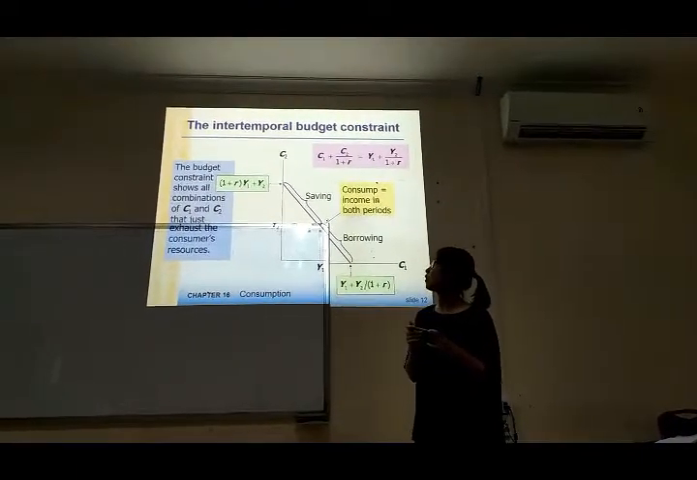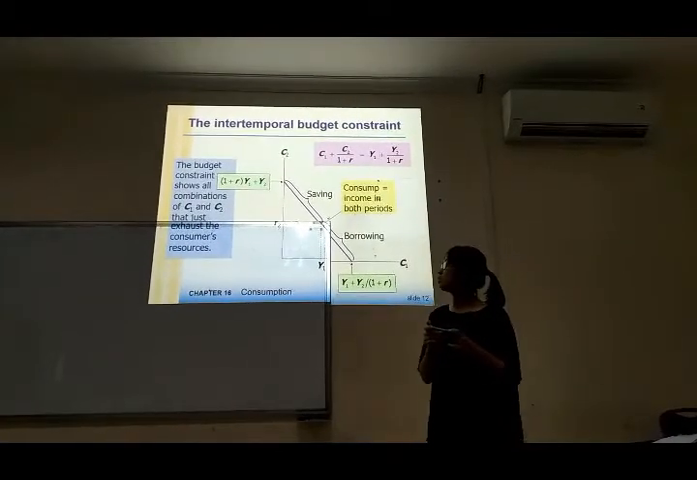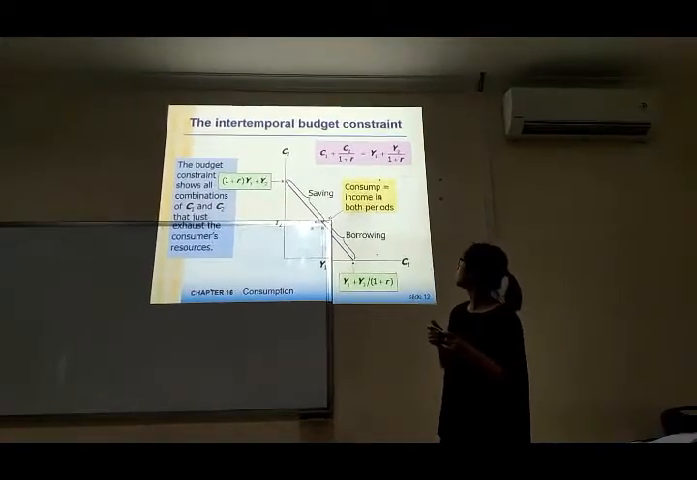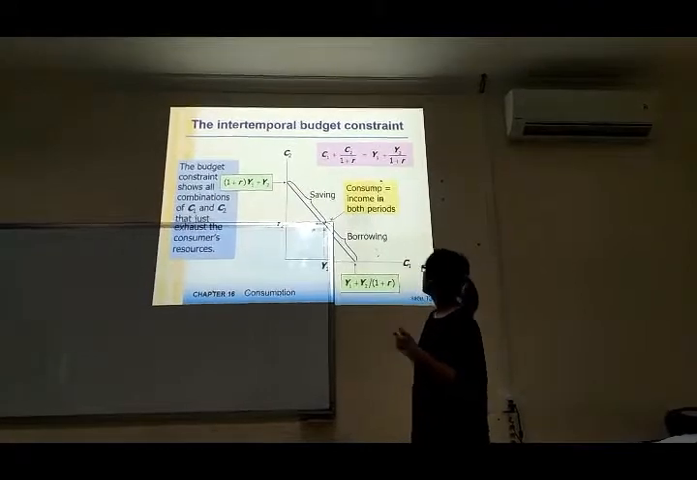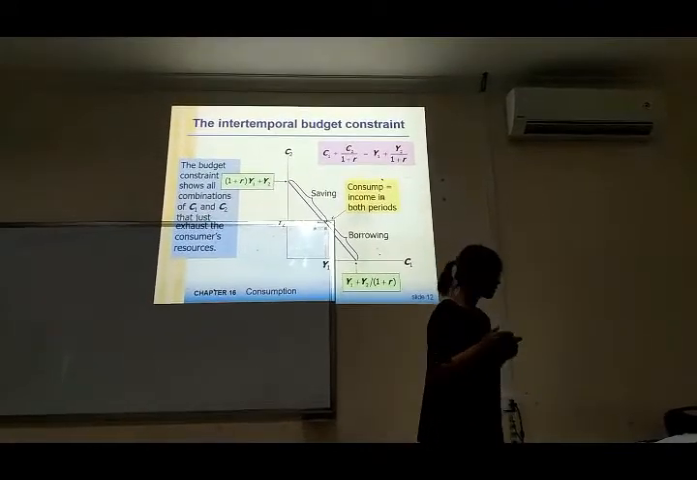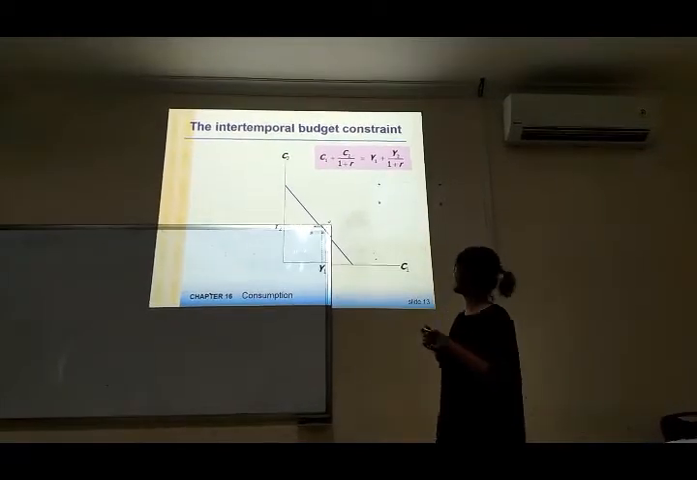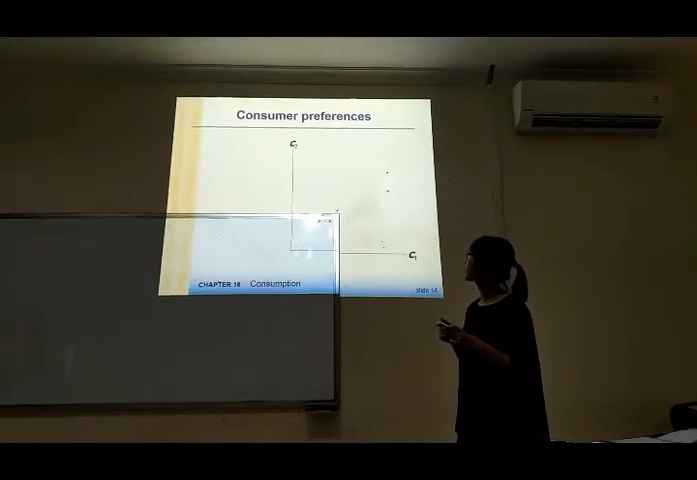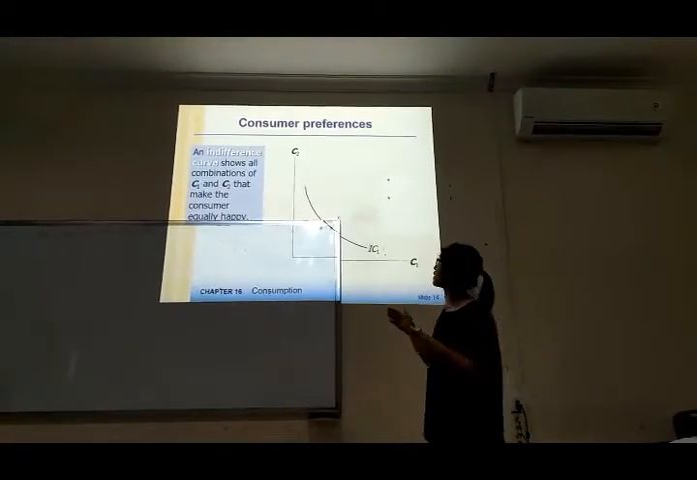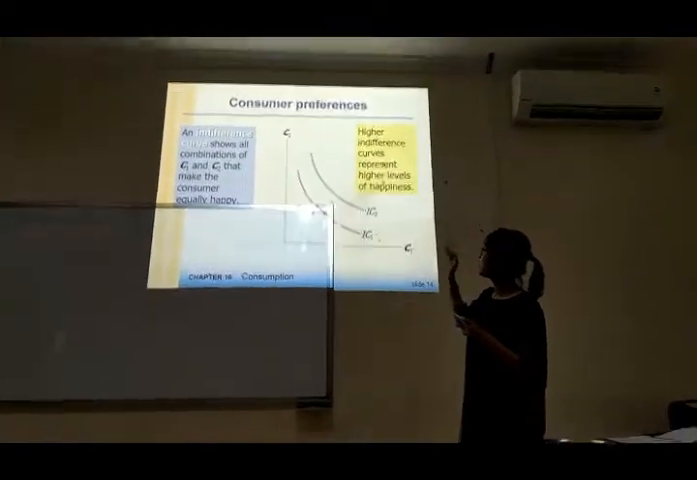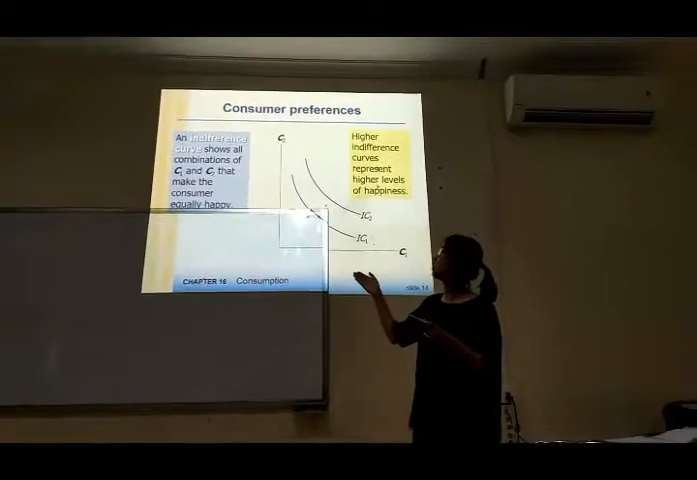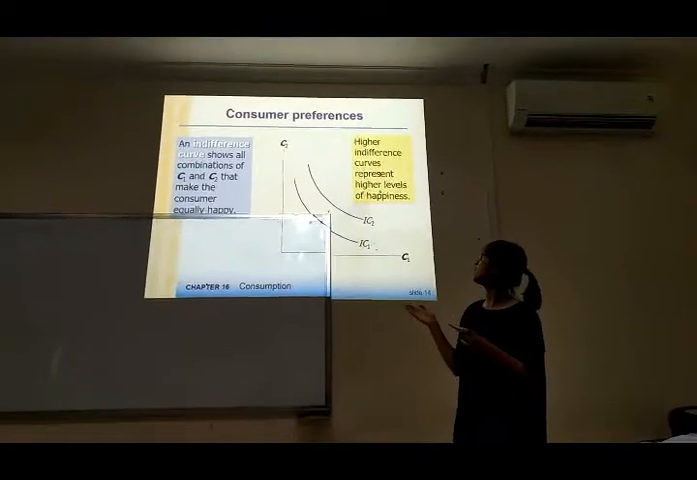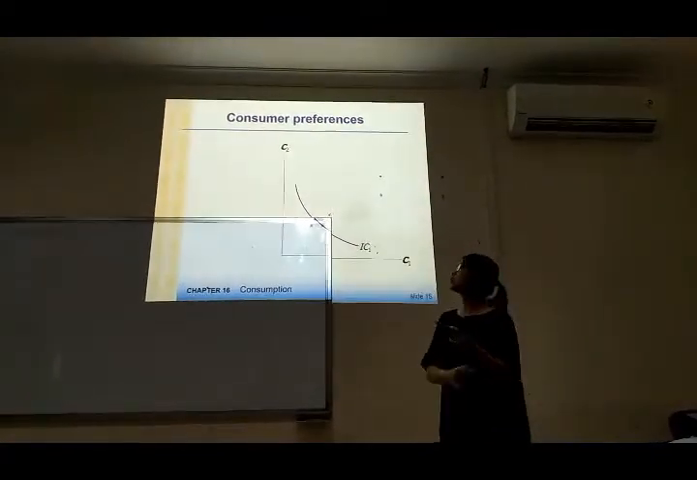The budget constraint shows all combinations of C1 and C2 that just exhaust the consumer's resources. This is a graph of consumer preferences. The indifference curve shows all combinations of C1 and C2 that make the consumer equally happy. Higher indifference curves represent higher levels of happiness.